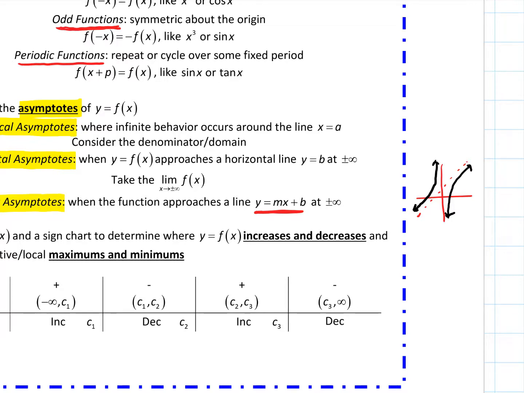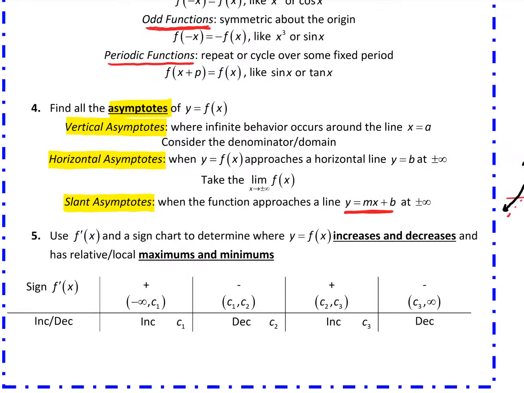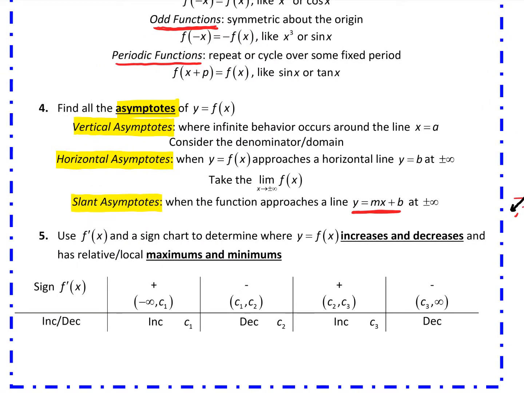And we'll talk about specific types of functions that have those. Very specific rational functions will have slant asymptotes that we can explore pretty easily in this section. So we'll look for all those asymptotes. That's the fourth step. The fifth step then gets into more of our calculus, where we're going to look at the sign charts for the first derivative.